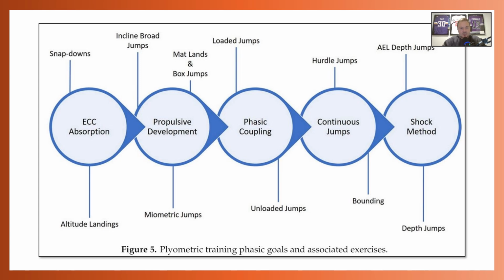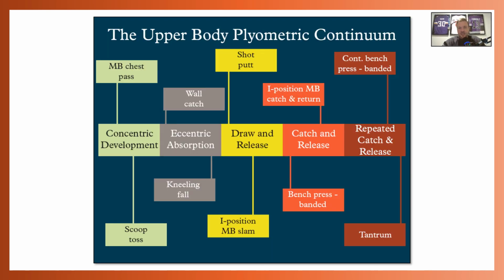So anyways, these are different types of plyometric training phasic goals and some associated exercises. The first one is eccentric absorption, then propulsive development. So we're looking at eccentric, then concentric, then phasic coupling, continuous jumps, and then shock method. Here's an example of that with upper extremity. So again, concentric, eccentric, draw and release. We call it catch and release, repeated catch and release. And you can see some of these different types of exercises that are in this continuum.